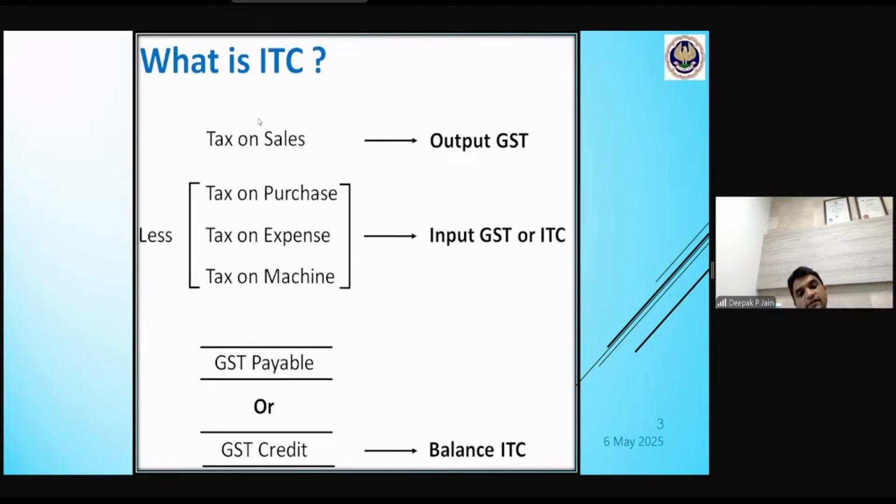GST credit will be a negative figure. Yes, so basically, sales minus credit. What is positive is GST payable. What is negative is GST credit.